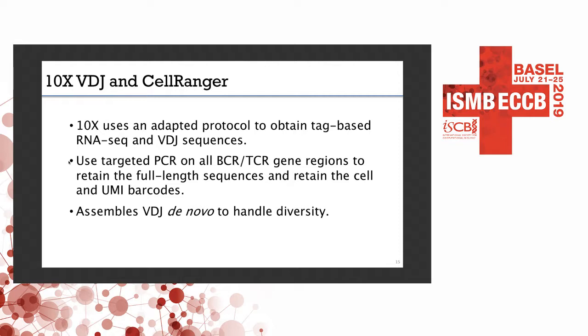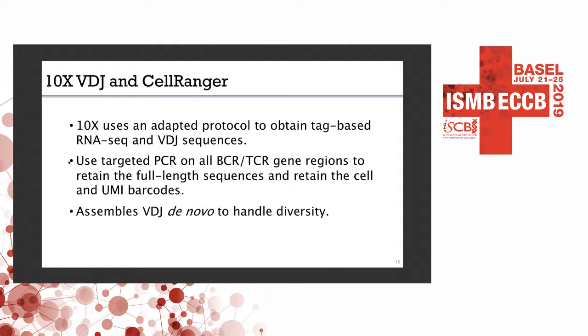Okay, so that was the full-length method. But now that people are using 10x and wanting to get this high throughput, how do we do that? They actually adapted their protocol so they're able to, in the same experiment, obtain tag-based RNA-seq and the full-length VDJ sequence. So they use a targeted PCR on all the BCR and TCR gene regions, and that's able to retain the full-length sequences just for those specific genes, and also retain the cell and UMI barcodes for that.